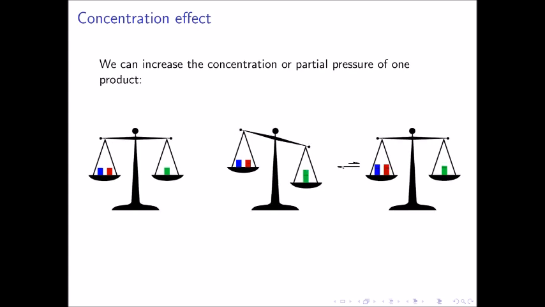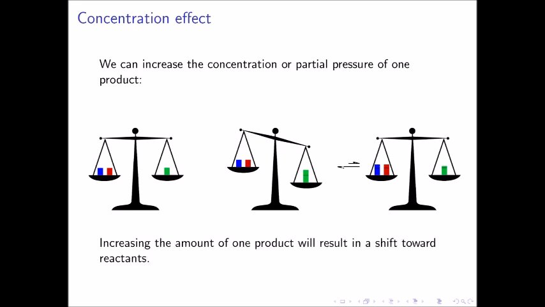Now we can increase the concentration or partial pressure of one product. In this case, we are increasing the amount of our green product. By doing so, we're overweighing our balance on the product side. In order to return to balance, we now have to react off some of the excess product, forming additional reactants. As a consequence, increasing the amount of one product will result in a shift toward reactants.